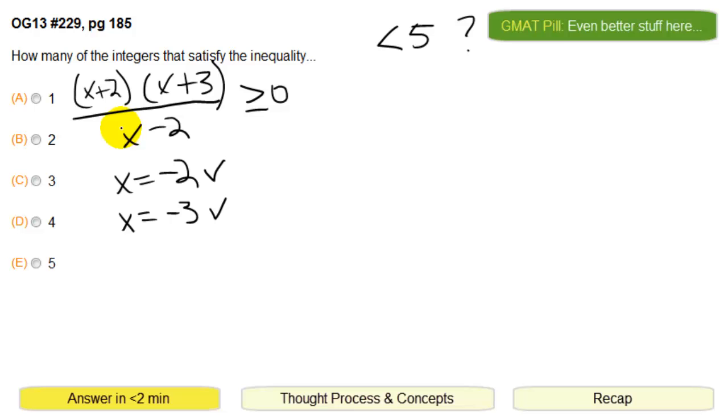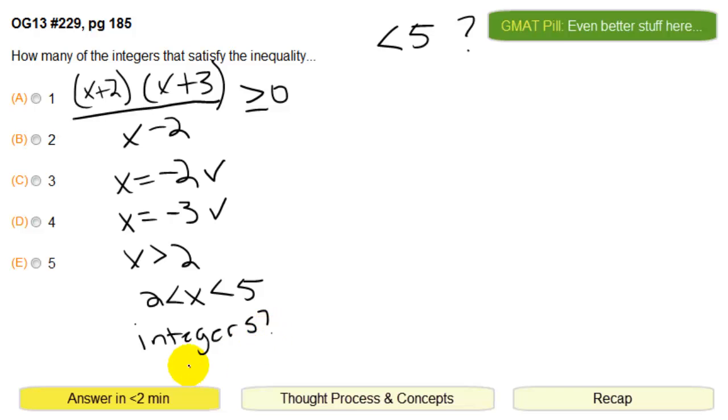So when x is 2, you're just getting to 0. Anything below 2, you're going to get a negative value. Anything above 2 will give you a result that's greater than 0. So x has to be greater than 2, right? So between 2 and 5, how many integers? Well, we have basically 3 and 4. So these are 2 integers plus the 2 that we got, minus 2 and minus 3. That's a total of 4. So the answer is D, 4.